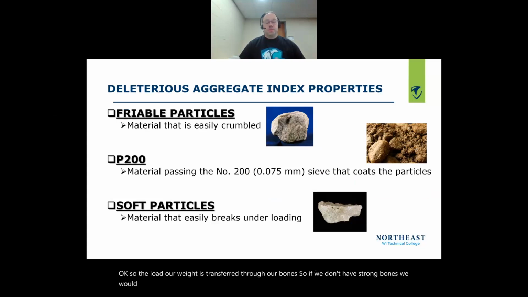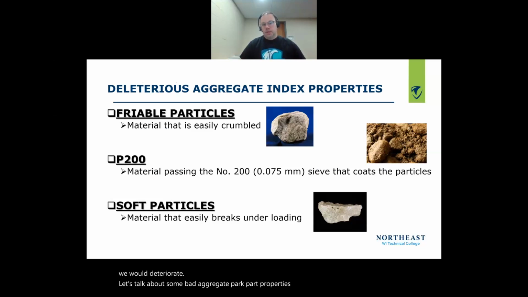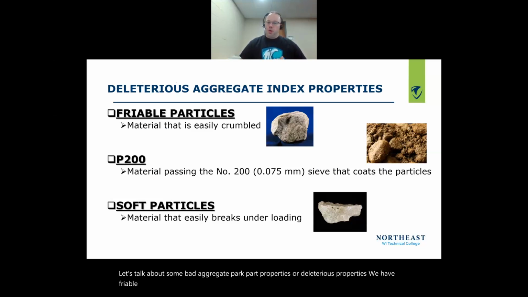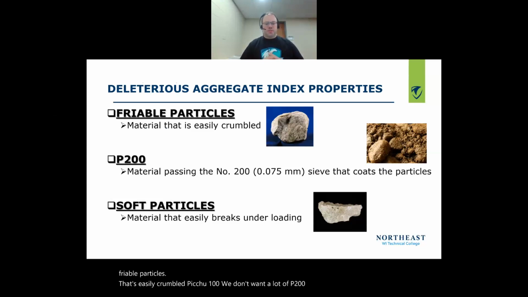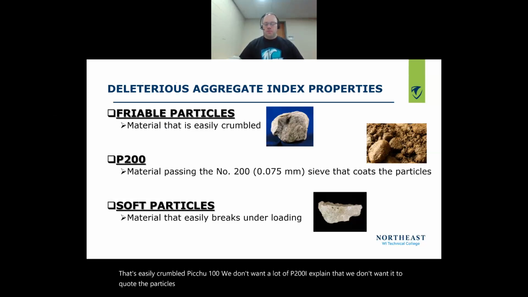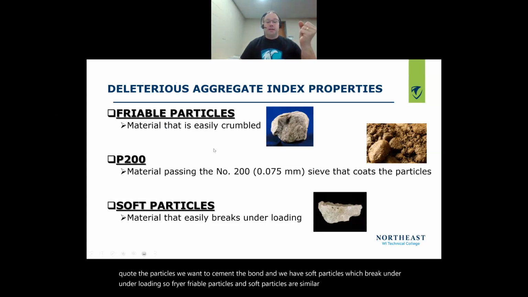Let's talk about some bad aggregate properties, or deleterious properties. So we have friable particles that are easily crumbled. P200, we don't want a lot of P200. I explained that. We don't want it to coat the particles. We want the cement to bond. And we have soft particles, which break with ease under loading. So friable particles and soft particles are similar, right? Friable particles we can actually crumble in our hand, and those do exist in bedrock. Soft particles, we probably can't break them with our hand, but they'll break under very light loads.